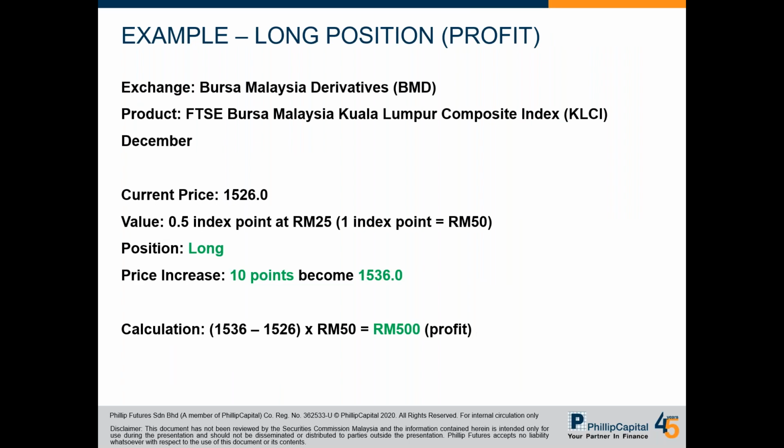Okay, for this slide, we will do a simple calculation. If today we take a long position in the FKLI index, how is our profit counted? Let me give you an example. The current price for FKLI is 1526, and you assume that today the market will go uptrend. So you enter a long position, where the value is 0.5 index point at RM25, which means 1 index point equals RM50. If at the end of the day the price increases to 1536, which is 10 points, then RM500 will be your profit.